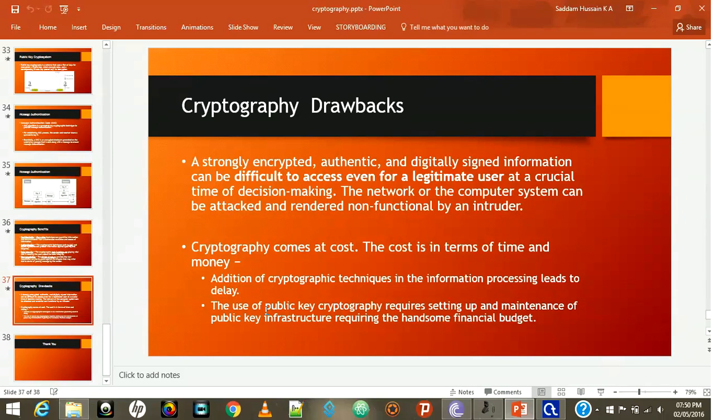Then one more: the use of public key cryptography requires setting up and maintenance of the public key infrastructure, requiring a handsome financial budget. That is one more cost. When we use public key cryptography, the maintenance and setting up of the public infrastructure will be very costly. So this is the main drawback of cryptography.